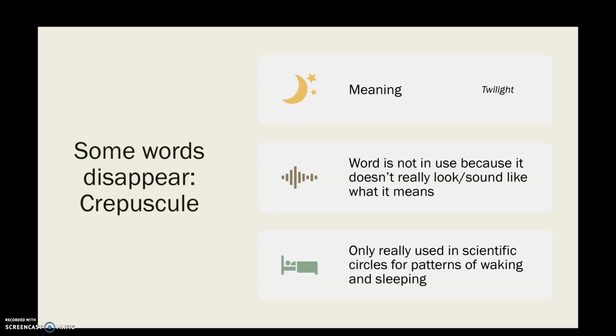So you might hear cats are crepuscular. That means that they tend to be most active at twilight. They're not the only animal, but there are a lot of animals that are like that. And that's really the only time we use this word anymore, because it wasn't a word that people tended to use very much, and so it just disappeared and fell out of usage.